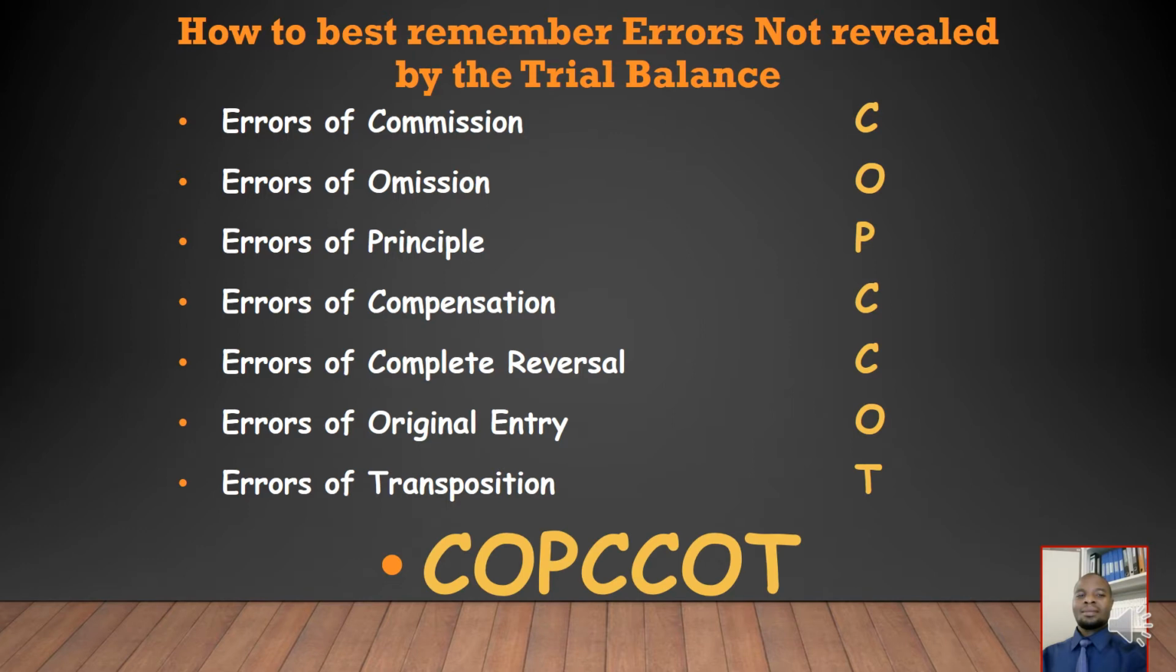So if you remember COPCOOT, then you're able to remember all the errors not revealed by the trial balance. C standing for commission, O standing for omission, P for principle, C for compensation, the next C for complete reversal, O for original entry, and T for transposition. So with this, you have all the errors not revealed by the trial balance right on your fingertips.